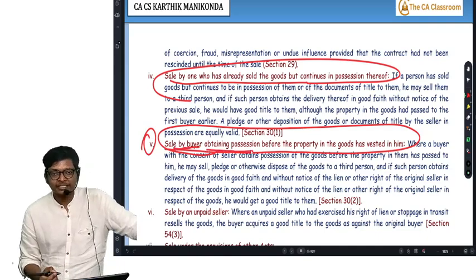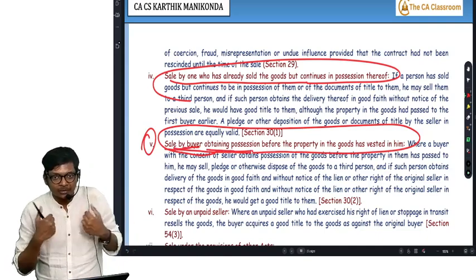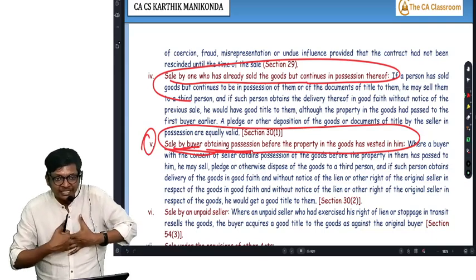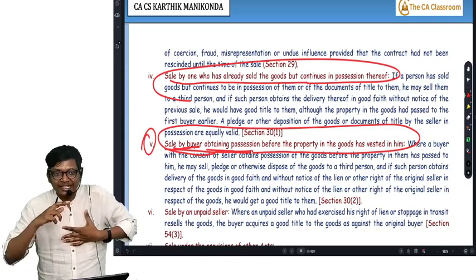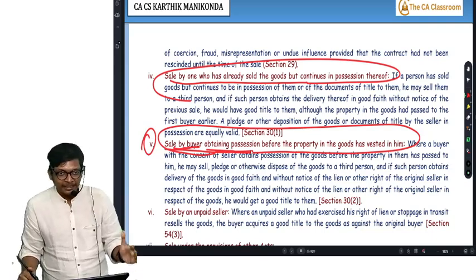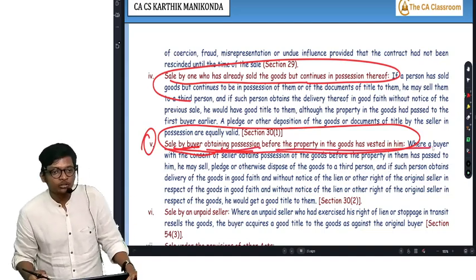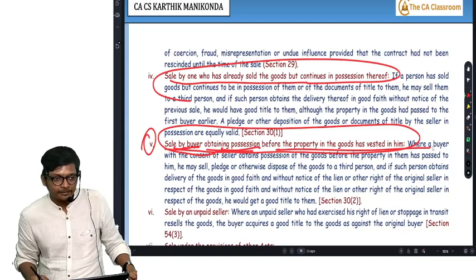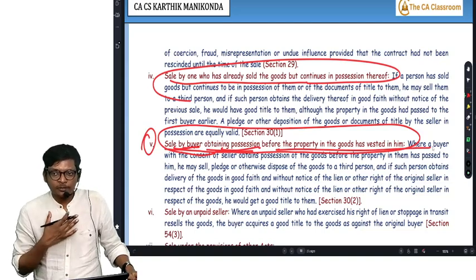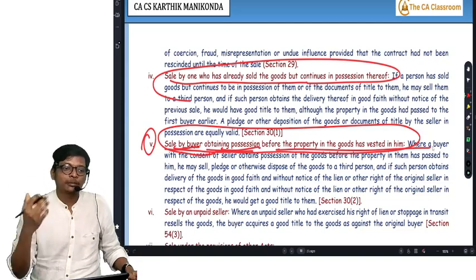I went to a textile showroom and took a shirt to the trial room. I have the shirt in my possession. In this gap, in the trial room, I can sell it to somebody else. You try it, you will know the problem later. In possession before the property in the goods has vested in him. So if you are in possession of some goods before the sale is complete, you can sell to somebody else.